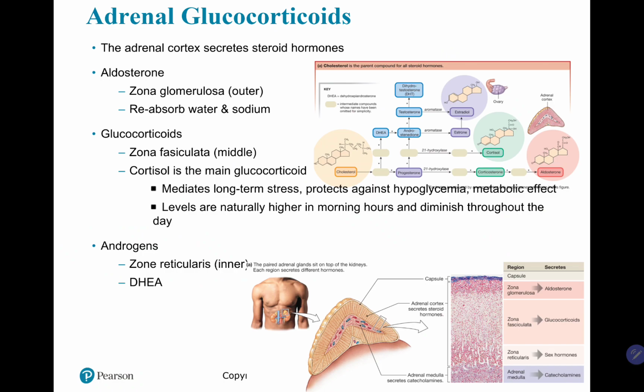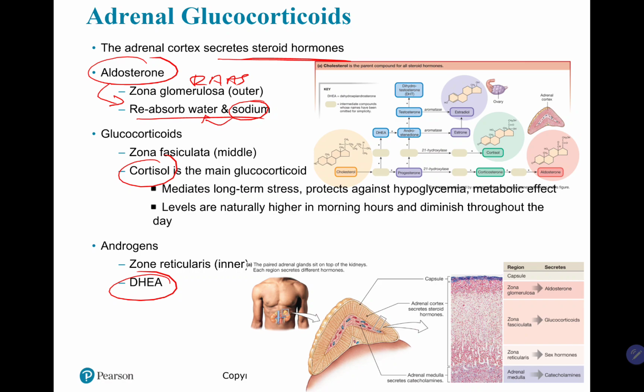Remember the adrenal cortex, right? The adrenal cortex secretes steroid hormones such as aldosterone, cortisol, those androgens such as DHEA. Okay? Aldosterone, right, is important in the RAS system, right? The renin-angiotensin aldosterone system. Aldosterone goes to the kidneys to reabsorb water and sodium, specifically sodium, and then water will follow sodium. Cortisol is going to be that main glucocorticoid, right?